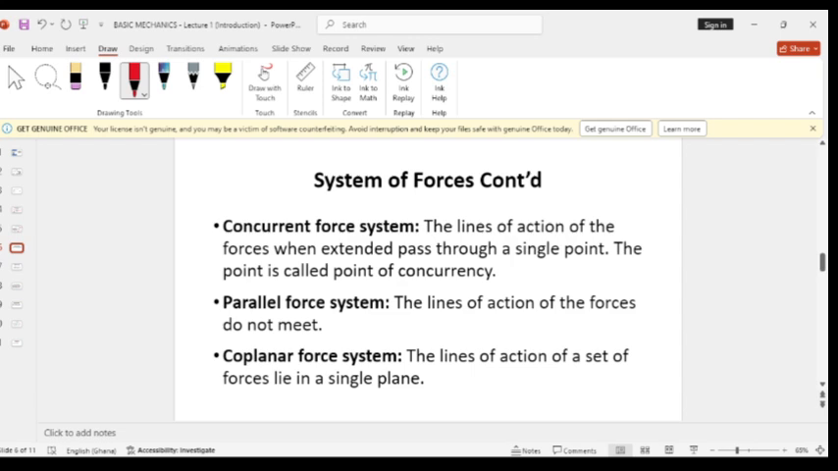So what are concurrent force systems? From the explanation I have here, the lines of action of the forces, when extended, pass through a single point. The point which they pass through is called the point of concurrency. Let me create a slide, then I'll use that to explain what the concurrent force system means.